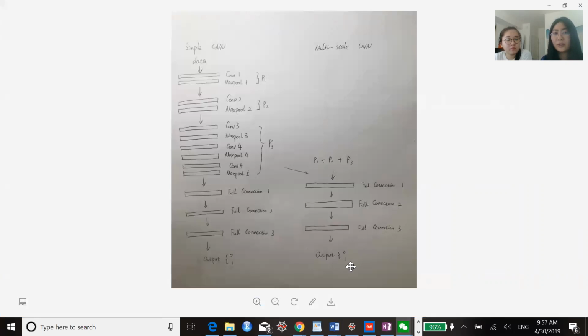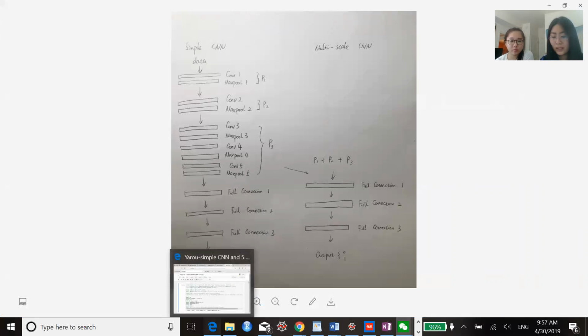to have an output of 1 and 0. Because we need to compare with a baseline, we are training another simple CNN as the baseline, and the previous 3 parts are the same as the multi-scale CNN. From here we can find out we only feed part 3 into the 3 fully connected layers and then have the output of 0 and 1. And now let's look at the results.